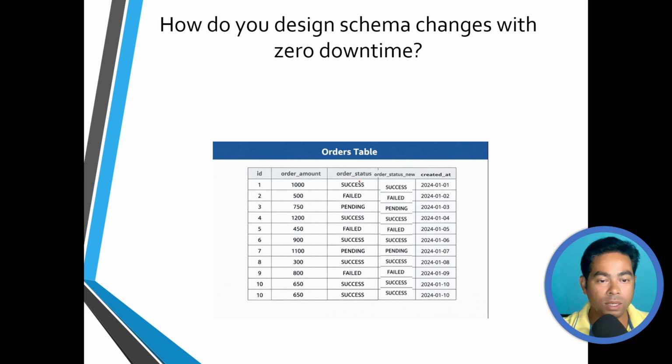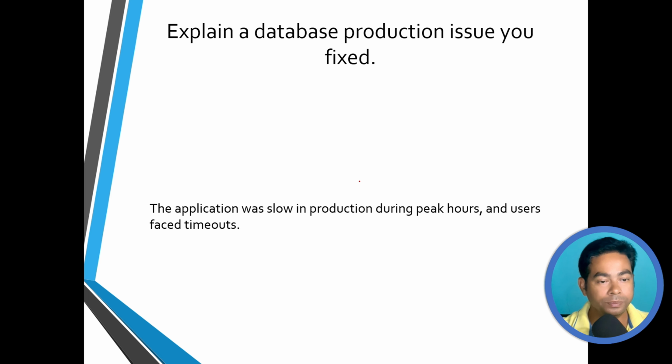So the question was, if you wanted to do the schema changes in production without making your applications go down, how will you achieve it? So this will be the approach. So next, let's move to the next question.